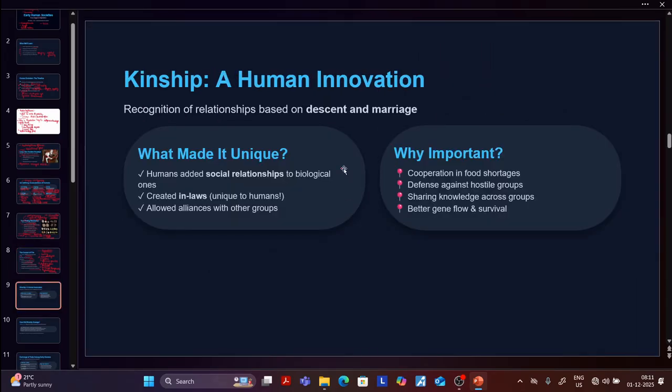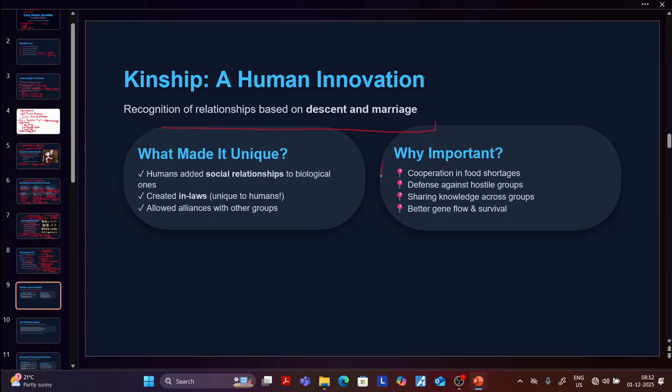Kinship. Now we arrive at perhaps the most distinctively human social innovation, kinship systems. Kinship is the recognition of relationship based on descent and marriage. And I want to emphasize this is not simply biological. Animals have families. Human kinship is something more. It's a social overlay on biology. Let me explain why kinship is so important and what makes it unique to humans.